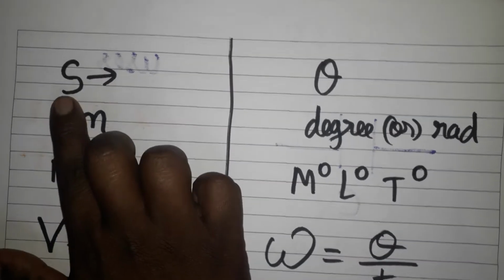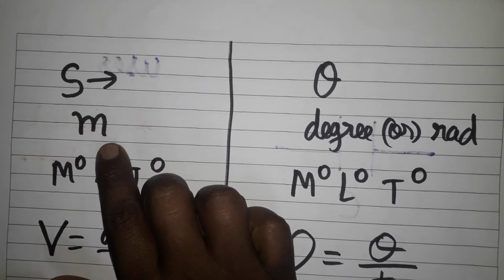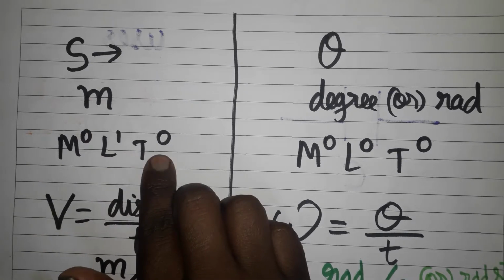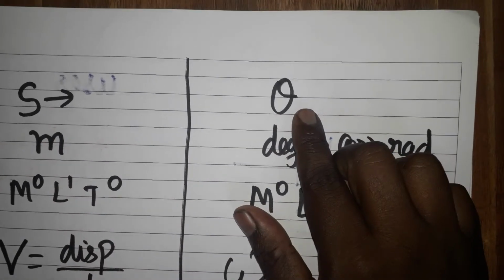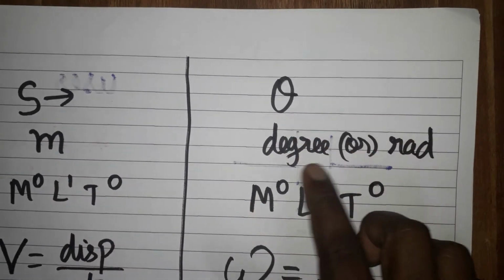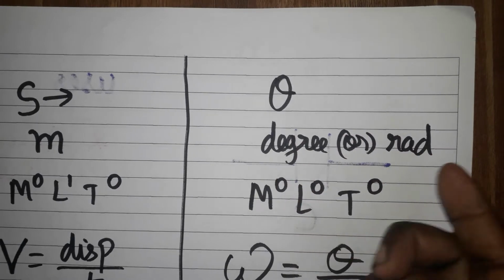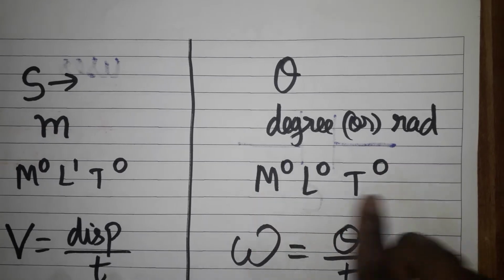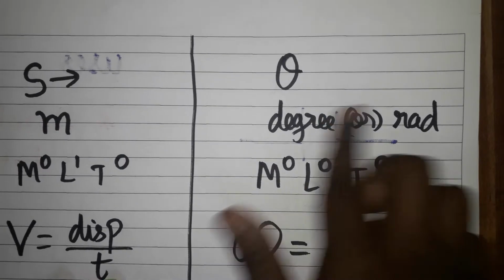Now S is displacement. The unit is meter. Dimensional formula M power 0, L power 1, T power 0. In angular displacement, theta, the unit will be degree, like 3 degree, 4 degree, 10 degree. Or we can have radian. There is no dimensional formula for angular displacement.